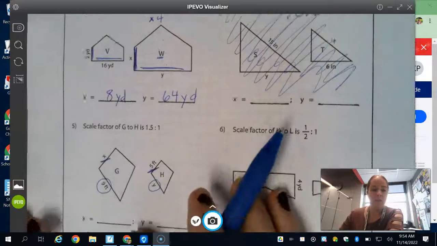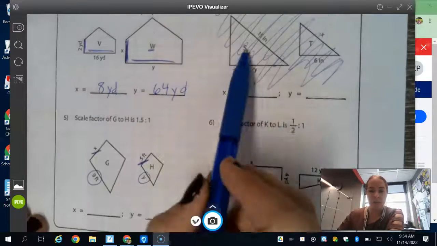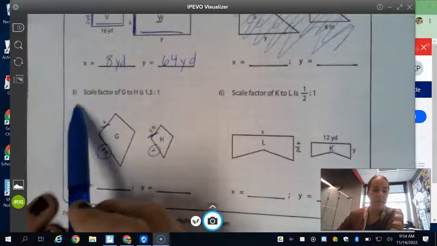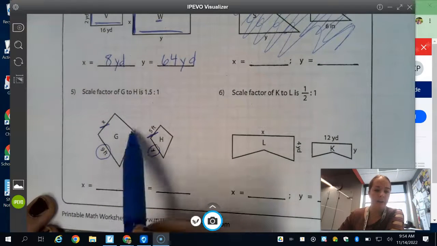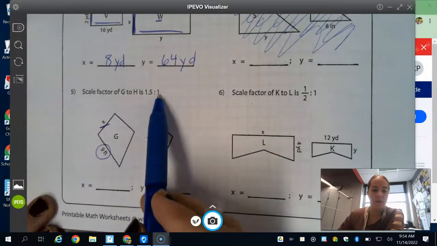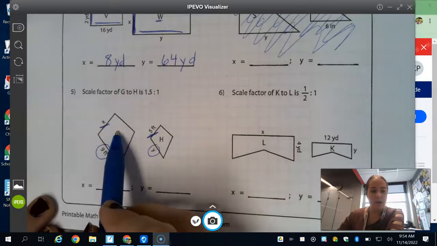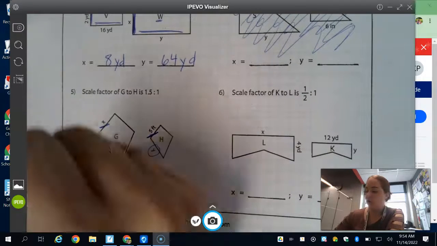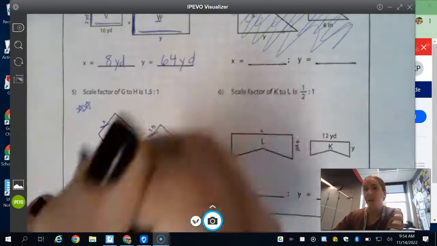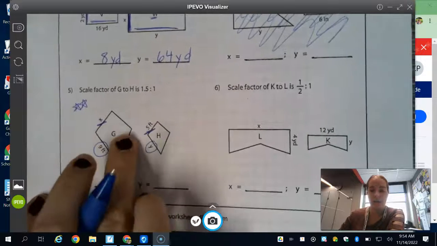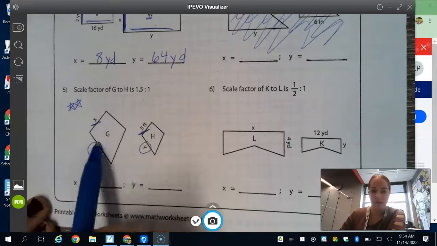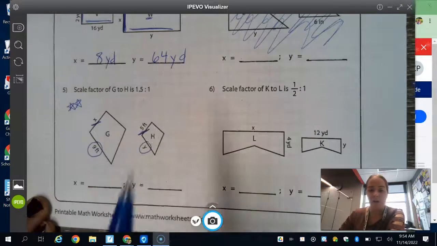You can skip number 4. Unless you did it, you can leave it, but if you didn't try it, cross it out. Number 5, scale factor from G to H is 1.5 to 1. So this one here is also a little tricky. I'm just going to put a star by it. If you tried it, keep it. If not, I don't want to confuse you more because we won't have any like this on the test. You can cross it out if you did not try it.